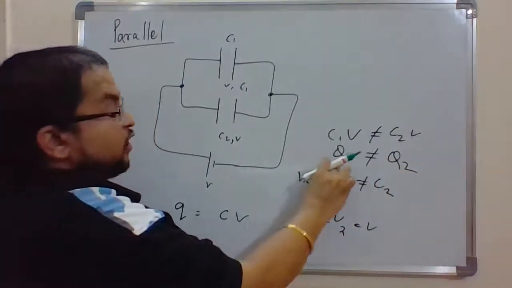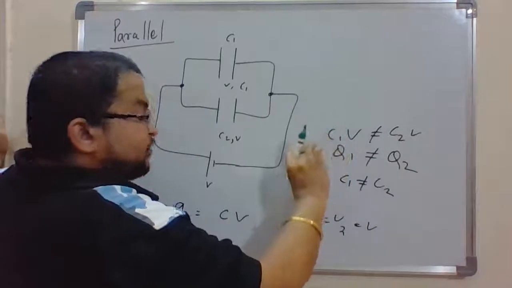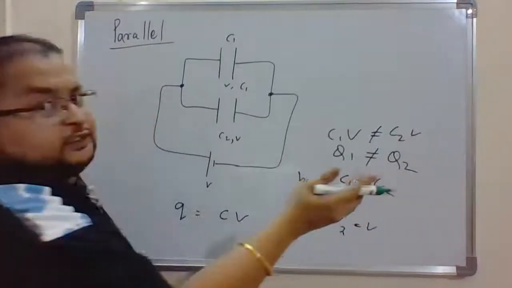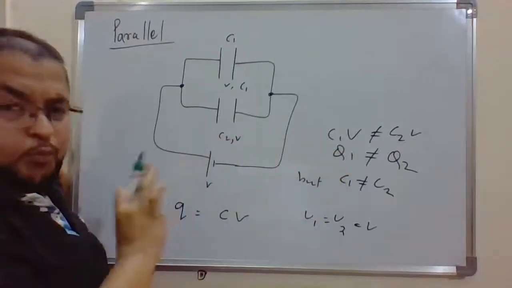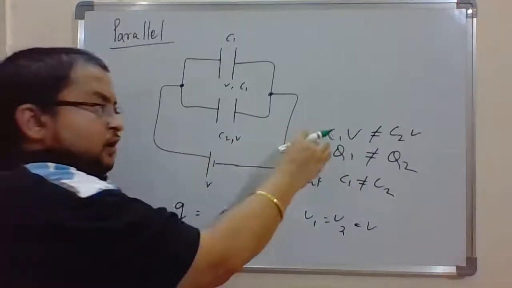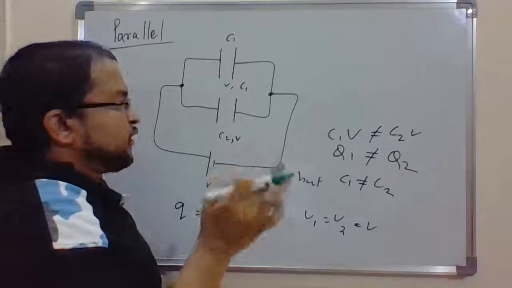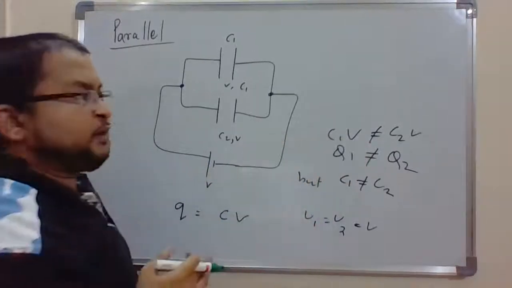Again, would not necessarily be. If C1 and C2 are the same, then obviously the charge will also be the same, right? So we are not saying that they will never be equal. Most of the time they are not equal, given C1 and C2 are not equal. If C1 and C2 are equal, obviously the charge will also be equal.